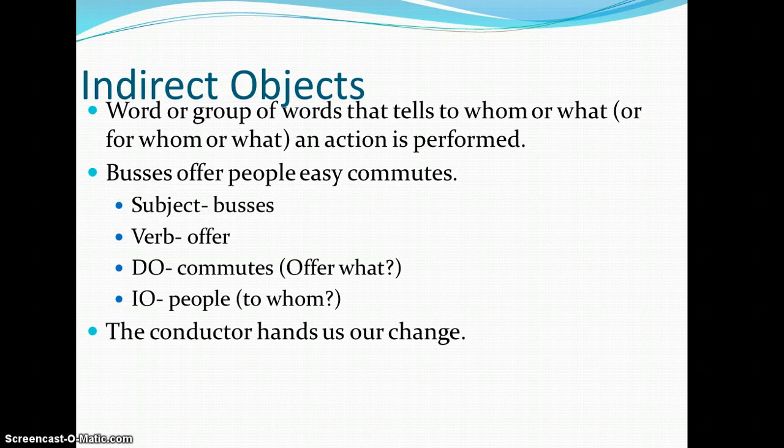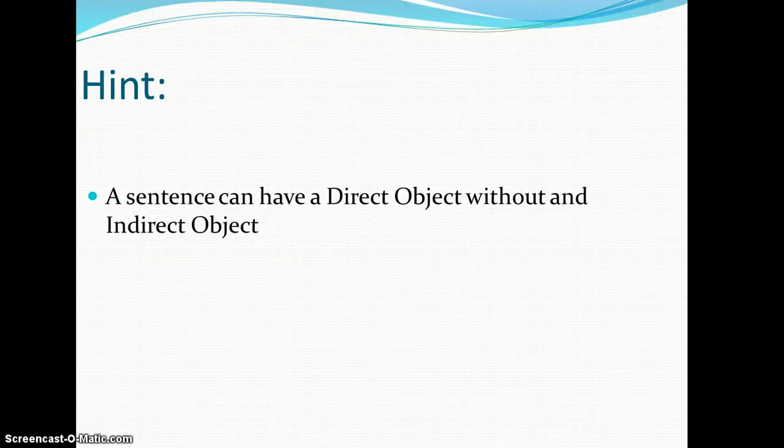The conductor hands us our change. Okay, so let's go through again. Conductor is the subject. The verb is hands. What does he hand? Change, which would be your direct object. To whom does he hand the change? To us. Us would be the indirect object. Again, notice the indirect object comes between the verb and the direct object.